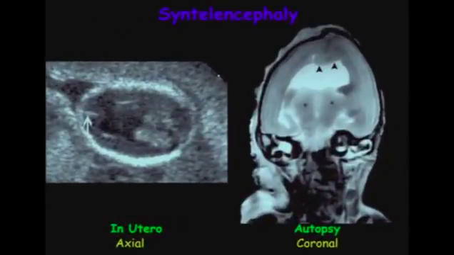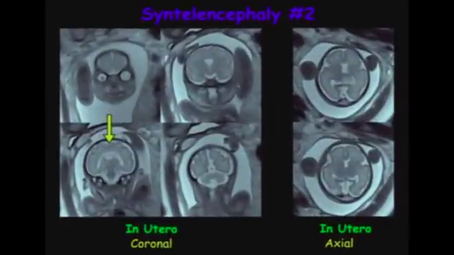And then here's what was described in the 1990s by Barkovich. Here's an in utero scan showing cleavage in front, cleavage in back, but on this coronal autopsy that we did for the parents, there's continuity of the cortex across the vertex of the head up here. So this is called the middle interhemispheric variant.